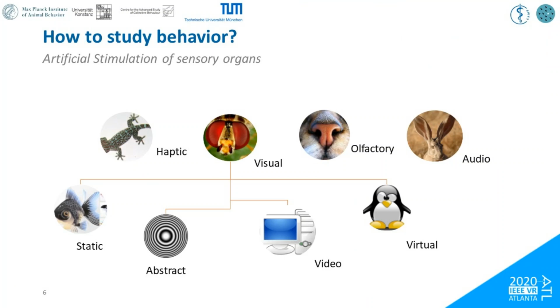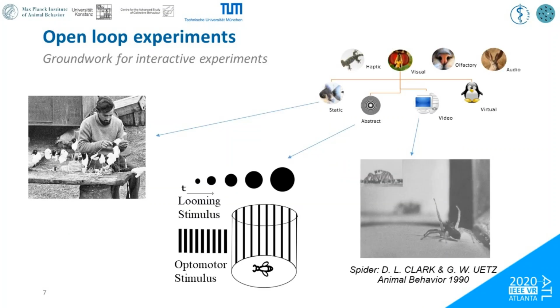Studying behavior requires reliable and repeatable observations. These observations are hard to make in natural surroundings with natural stimuli. Therefore, one popular method is artificial stimulation. There are different kinds of artificial stimulation: haptic, visual, olfactory, and audio. But for the sake of this presentation and maintaining relevance to the community, we will stick to the visual stimuli.